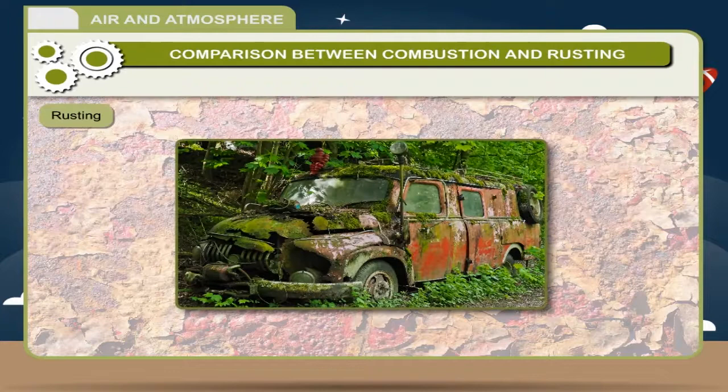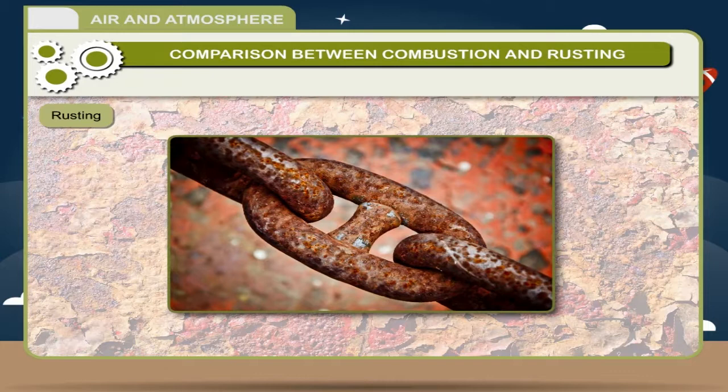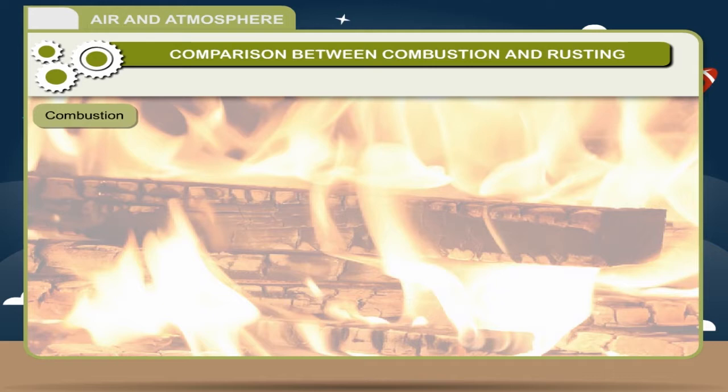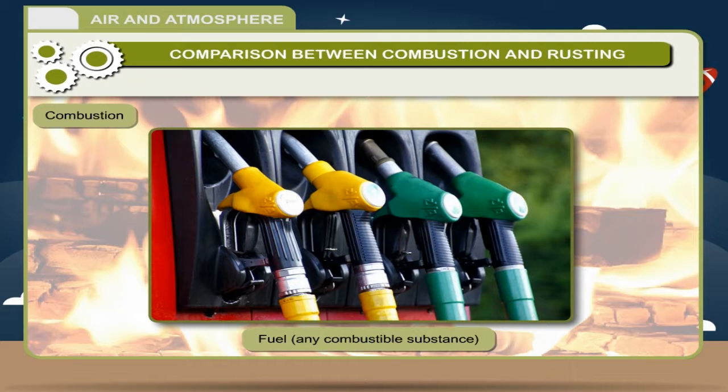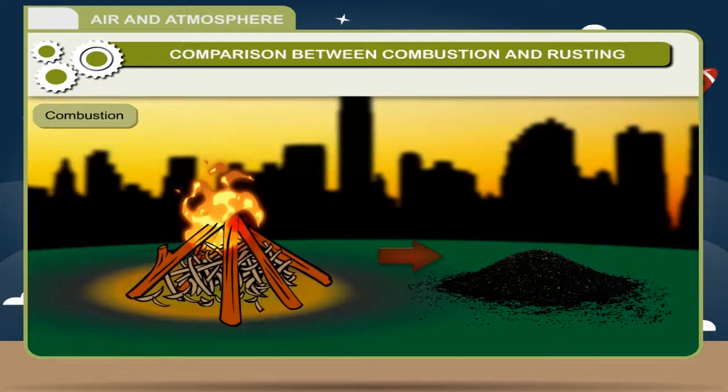Rusting is a natural phenomenon. That means it does not require any external force to get initiated. In general, rusting is an unfavorable reaction since it leads to corrosion of the surface, reducing the life of the components. Combustion. It is also a chemical reaction involving a fuel, any combustible substance, and oxygen. It releases enormous amount of heat energy. Combustion can be both natural, uncontrolled combustion leading to explosion, and artificial, controlled combustion for useful purposes.